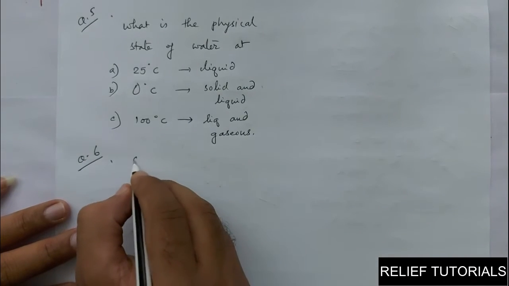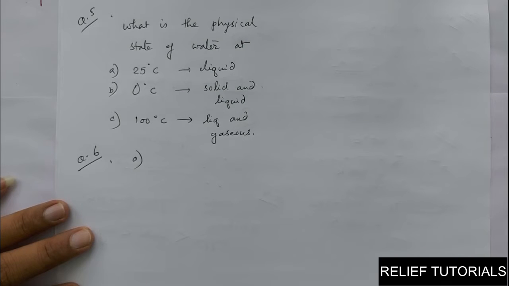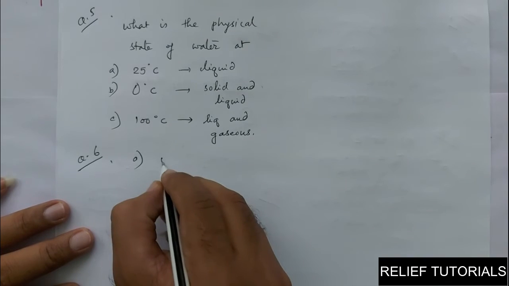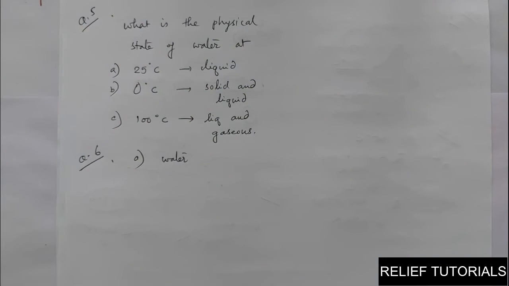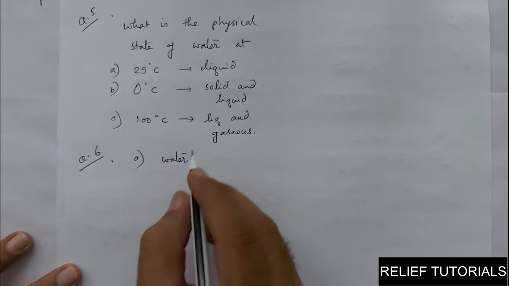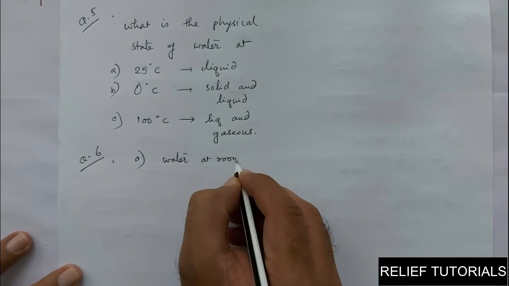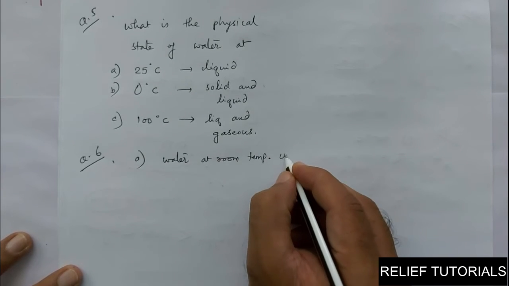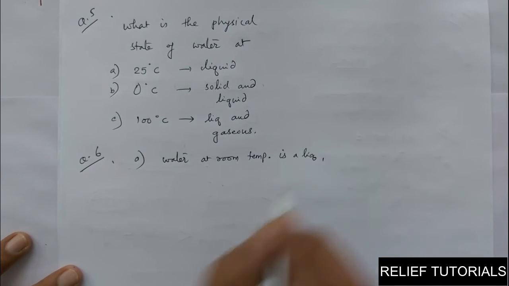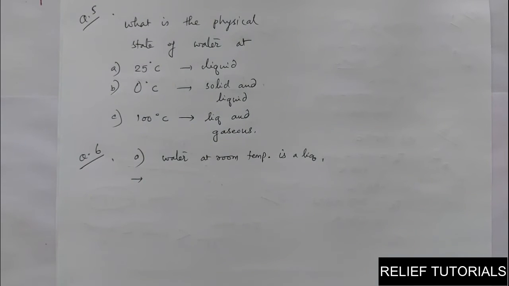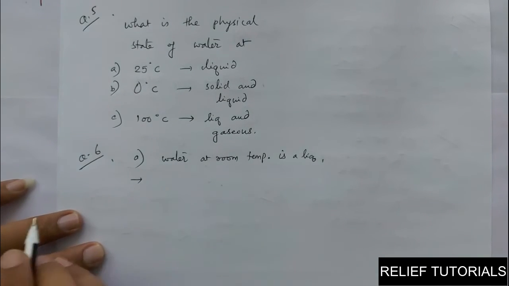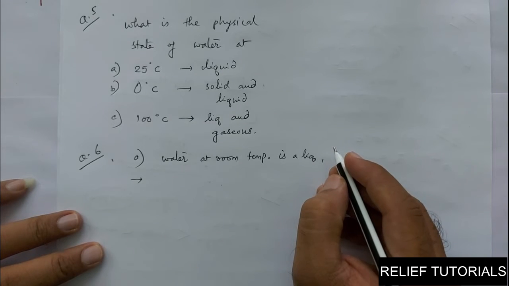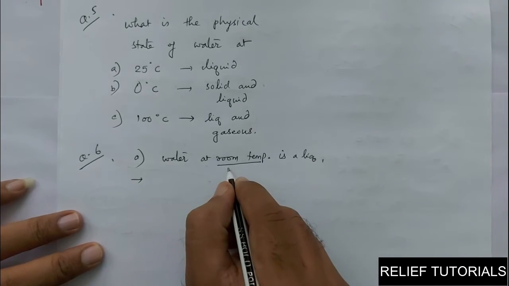Question number 6, you have to give reason for the two statements. You have to justify. First is what? Water at room temperature is liquid. We have to give two reasons. The question is, you have to give two reasons for the justification of the statement. So at 25 degrees Celsius, it is given at room temperature.